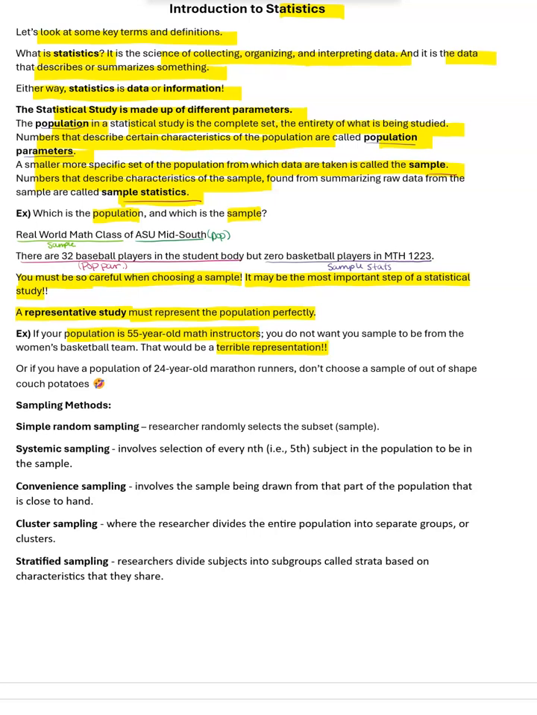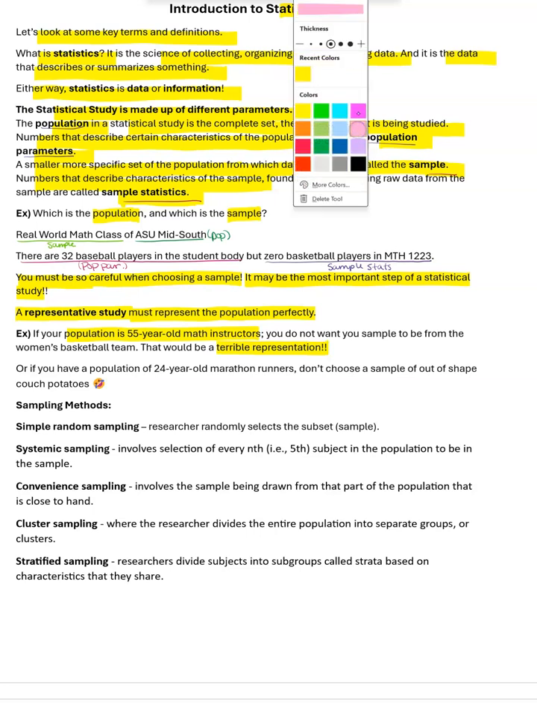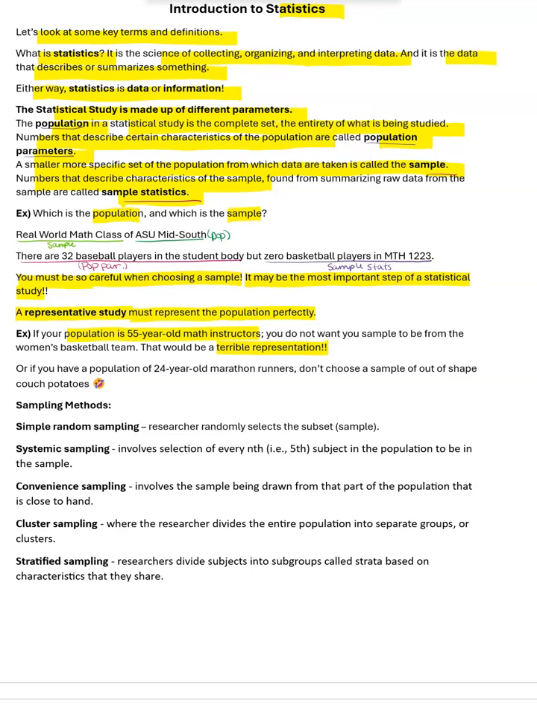Now, let's change colors. Another one would be, if your population is 24-year-old marathon runners, right? You don't want to go grab a sample of out-of-shape couch potatoes. Sorry, that humored me. Made that one up myself. You're welcome. So that would be a terrible representation again, right? So you want to get samples that represent your population.